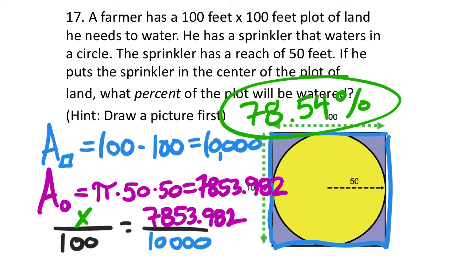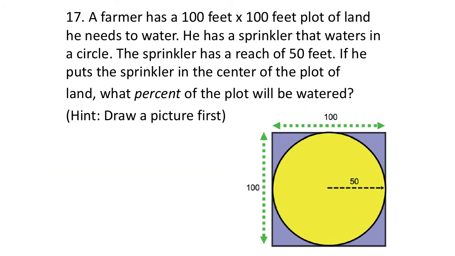Thank you. And yeah, we see that since it's a 50-foot sprinkler and it goes in a circle, it goes right up to the edges. These 4 edges look like a square plot of land because it's 100 feet by 100 feet. Now we do need to be aware that it's asking for the percentage of the plot that will be watered, and for the diagram that's shown to us, that's just the yellow portion of it. So here's what we got.